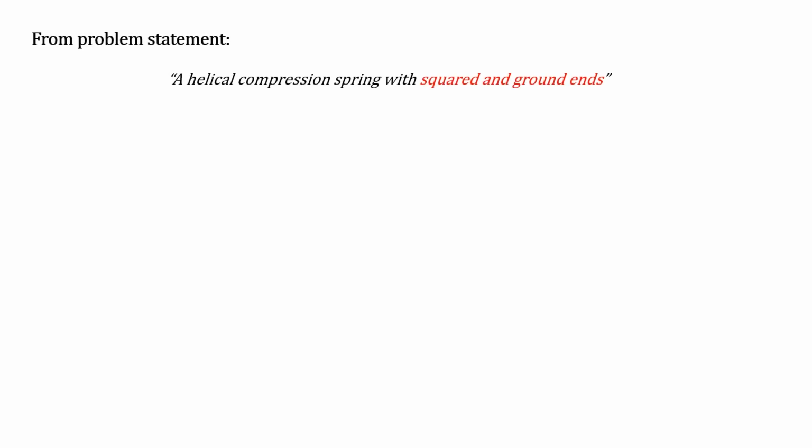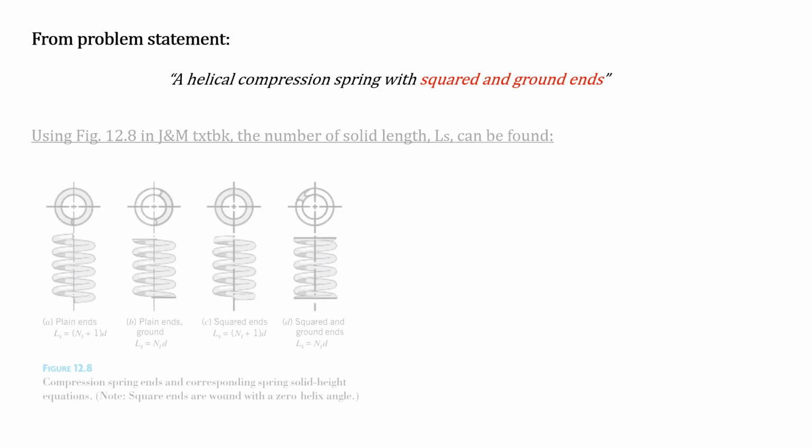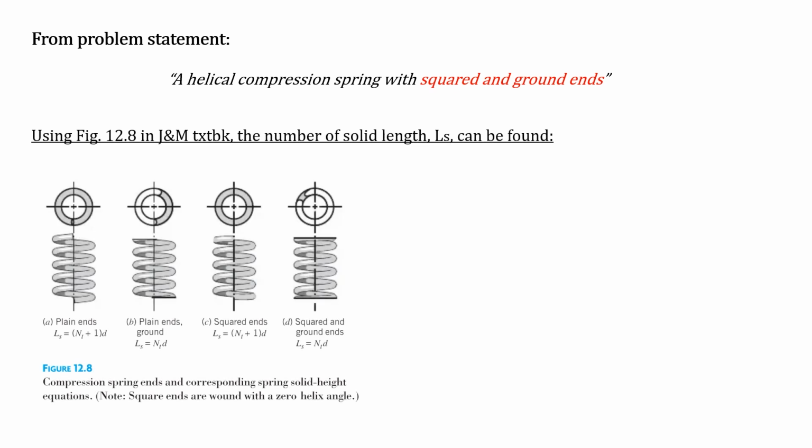All right, so from the problem statement, we have a helical compression spring with squared and ground ends. So that's really important when we're trying to find the length of the spring. So if we look at figure 12.8 from your textbook, we have the squared and ground end situation. So we can see that LS equals the number of active coils times the wire diameter.